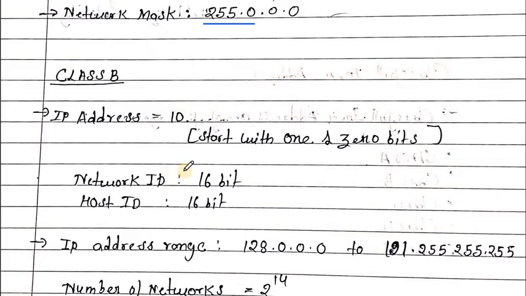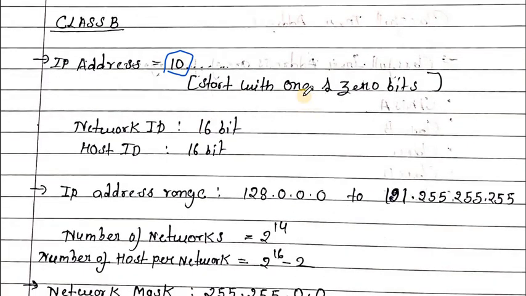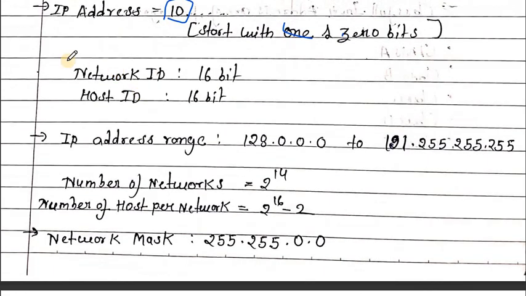Okay, in class B, the two starting bits, 1 and 0, are fixed. The starting bits are 1 0, these two bits are fixed. So in class B, the network ID field is 16 bits and the host ID field is 16 bits.